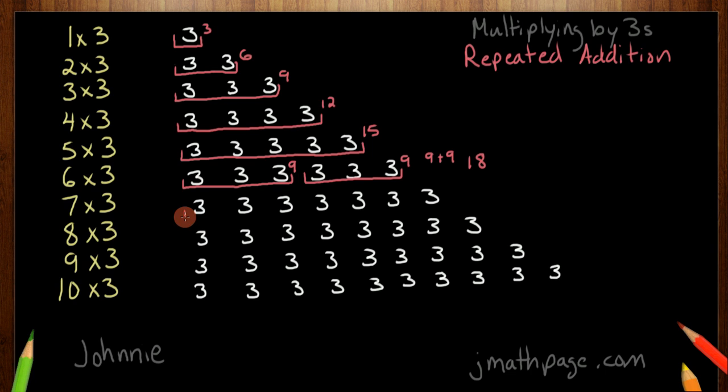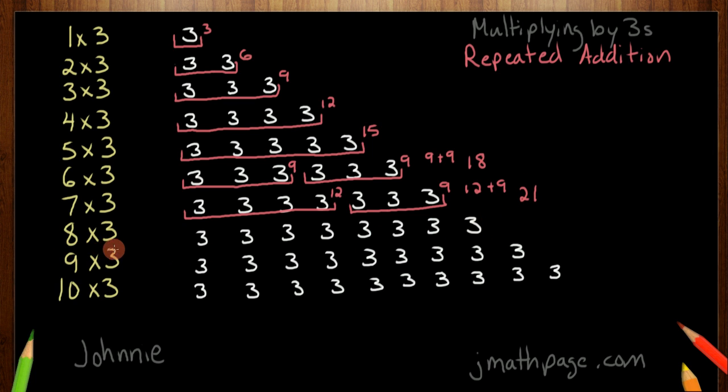7 times 3. This time I'm going to start with 4 3's and then 3 more 3's. 4 3's, how much is that? 1, 2, 3, 4. That's just the same as this one. 1, 2, 3, 4, which is 12. So I'm going to call this one 12. What about 3 3's? 1, 2, 3. We know that 3 3's is 9. Just like this one. So I can think of 7 times 3 as 12 and 9 more. 12 and 9 more gives us 21.